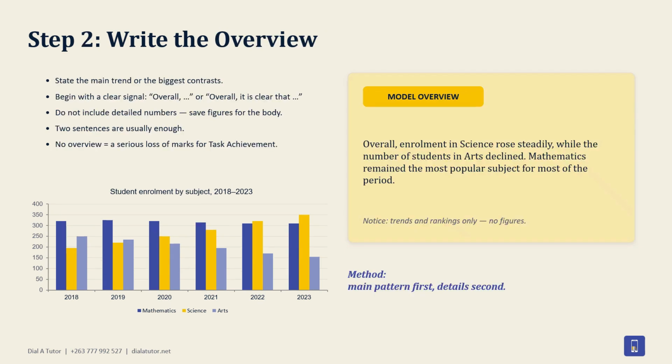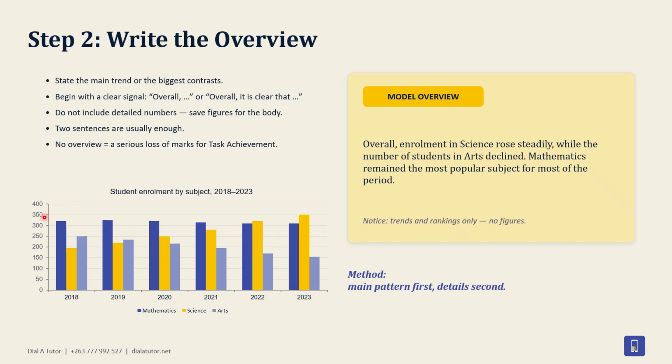overview. Remember, the overview is the one that states the main trend. State the main trend or biggest contrasts. Begin with a clear signal: Overall, it is clear that. Do not include detailed numbers, save figures for the body. 2 sentences are usually enough. No overview means a serious loss of marks for task achievement. So if there is no overview, there is going to be a serious loss.